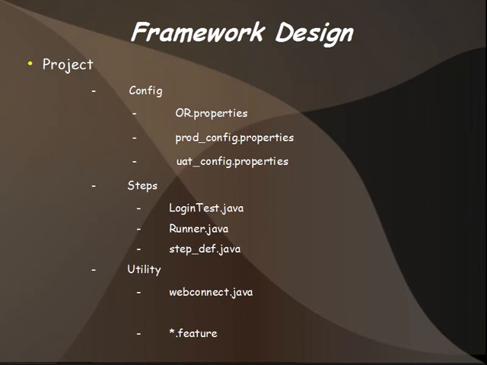So till now, this is what we have built: we have config, steps, and utility, and last is the feature file. Next we will be completing our prototype solution using Cucumber, and we'll be seeing the Selenium stuff also. That's it for now.